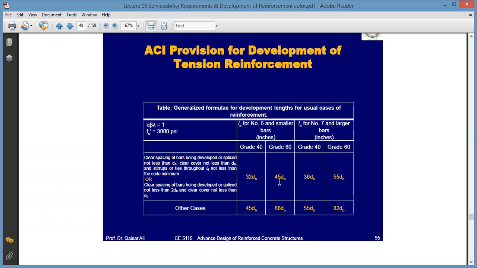Similarly, here are some conditions. So for other conditions, it should be like this. For bar number 7 and above, under grade 40 it should be 36 times the bar diameter, and for grade 60 it should be 55 times the bar diameter. So these are the simplified results for the above formula under different conditions. It is better to memorize these values for grade 40 and 60 and the corresponding number 6 and below, and number 7 and above.